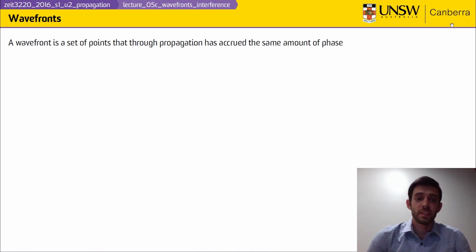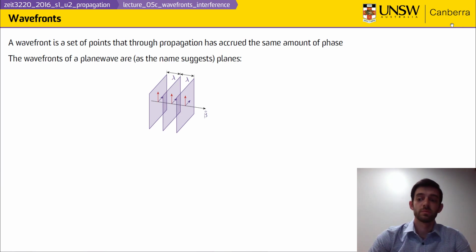To define a wavefront, it is a set of points that through propagation has accrued the same amount of phase. One example was brought up in previous lecture. It was that of plane waves, and as the name suggests, the wavefronts are planes, and as plane waves propagate, we have electric field in purple and magnetic field in red. Together with the propagation vector beta, they form a right-hand rule: electric field, magnetic field, propagation.